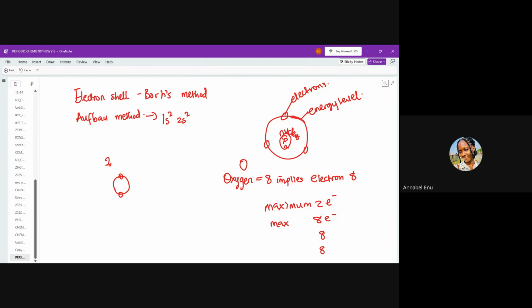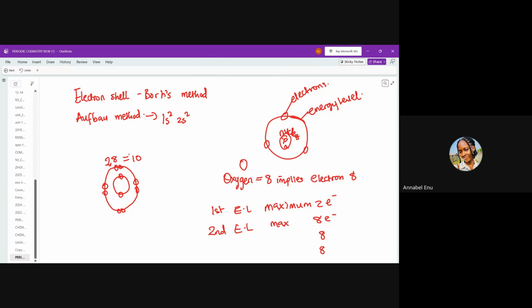Now we'll draw the second energy level. We said the second energy level has a maximum of 8. The first one has a maximum of 2, so the second one will have a maximum of 8. So we have to draw out the 8: 1, 2, 3, 4, 5, 6, 7, 8. But if we do that, that means we're having 10 electrons here. But oxygen should have 8 electrons, not 10.